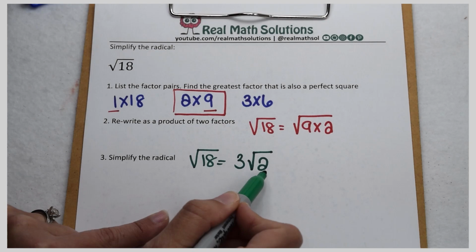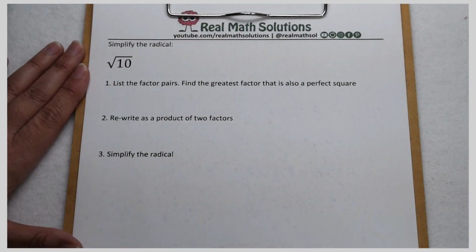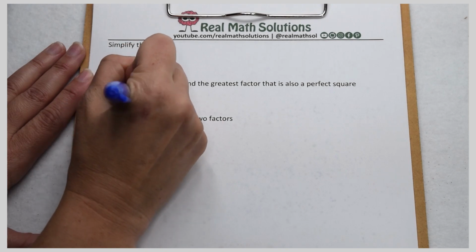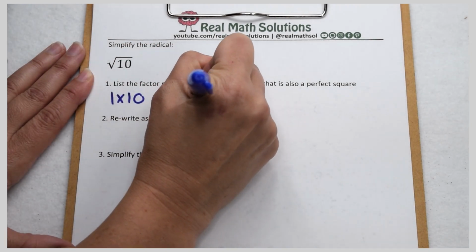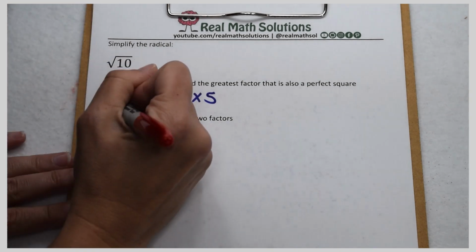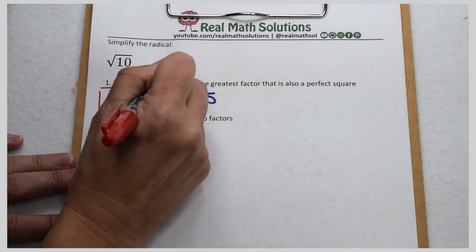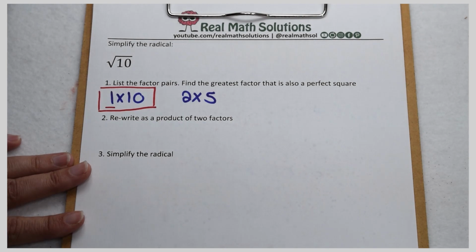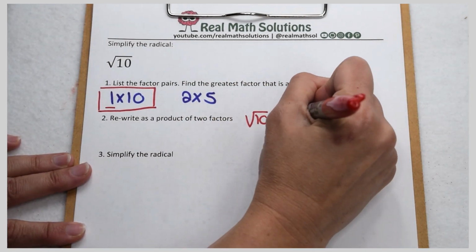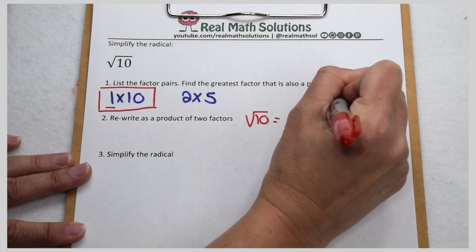What happens when we try to simplify a radical and 1 is the only perfect square we have to work with? Well, let's try it here with square root of 10. If we list out the factors, we have 1 by 10 and 2 by 5. So sure enough, 1 is our only perfect square. So that means we're going to be working with the factor pair 1 by 10. So when we rewrite that as the product of two factors, we have the square root of 1 times 10.